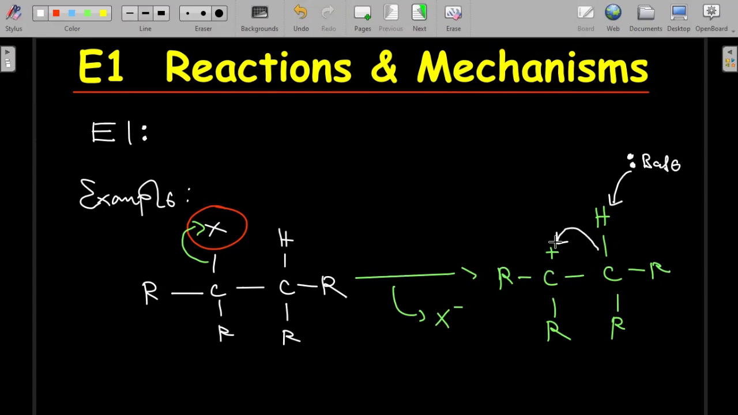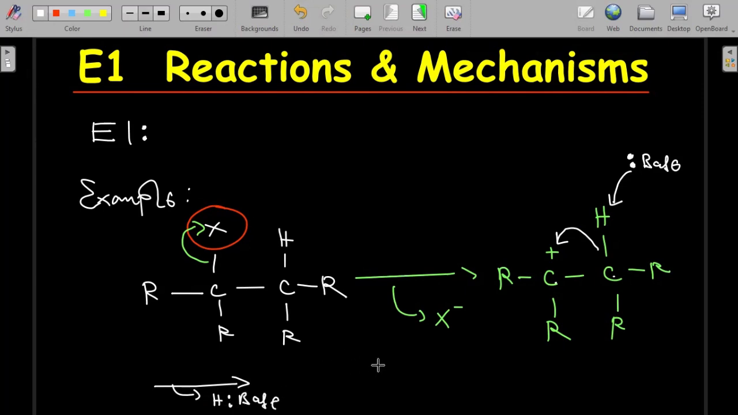So they will collapse there where I have the positive charge, and then they'll form a double bond between this carbon and this carbon. Okay, so what we have now is that the base, when it gets the hydrogen, leaves with the hydrogen like that. Okay, it leaves with a hydrogen.